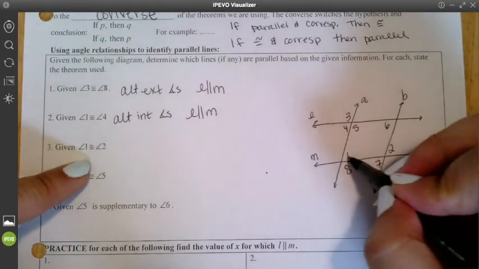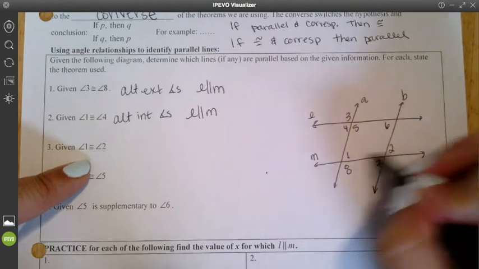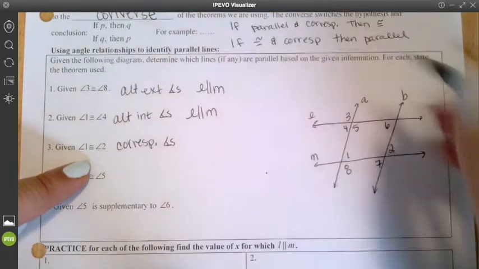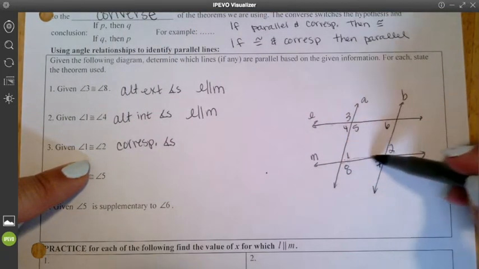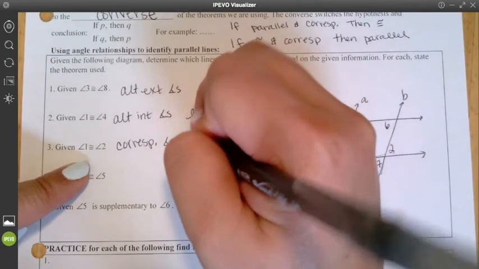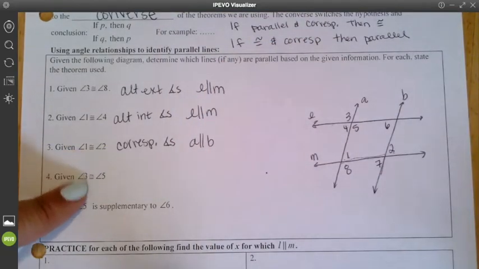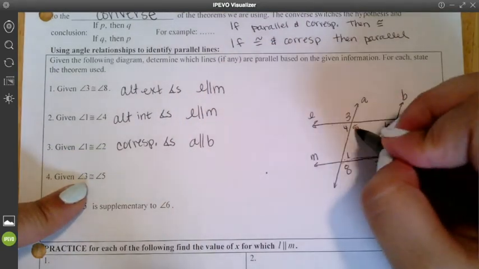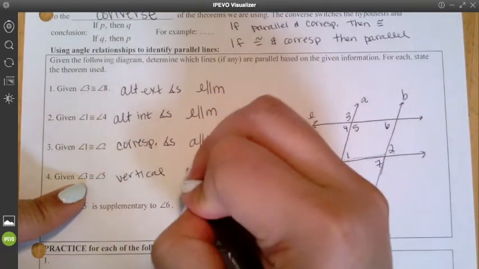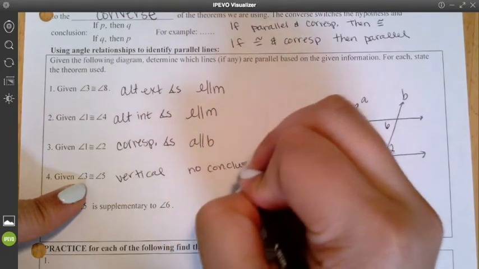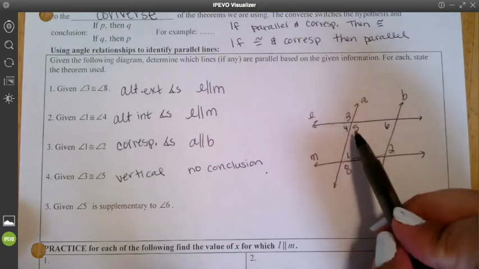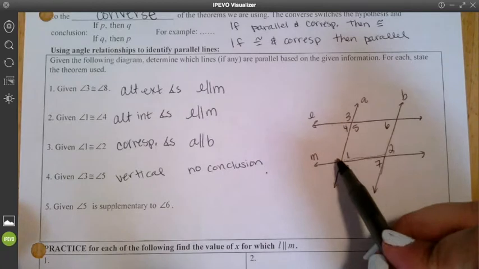Angles 1 and 2 are congruent. Those are corresponding angles. And the Z would go this way, so we know that A and B are parallel. Angles 3 and 5 are congruent. Those are vertical angles, and so we have no conclusion because that does not make a Z, right? If angles 3 and 5 are congruent, that doesn't tell me anything about lines L and M or lines A and B.